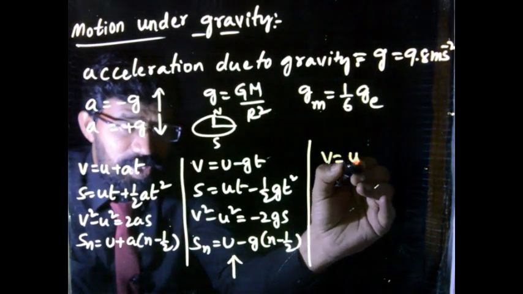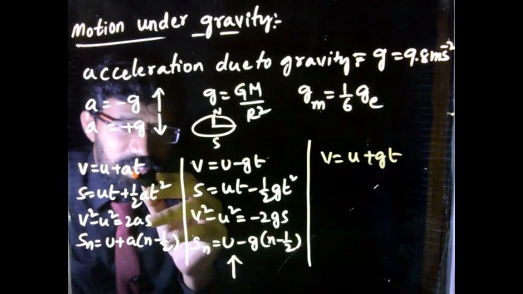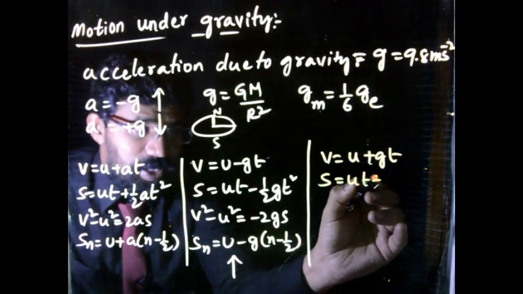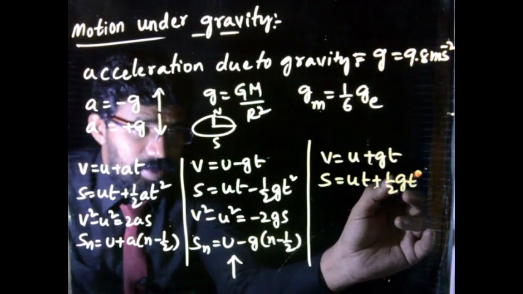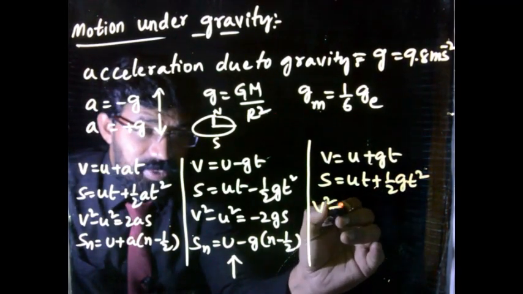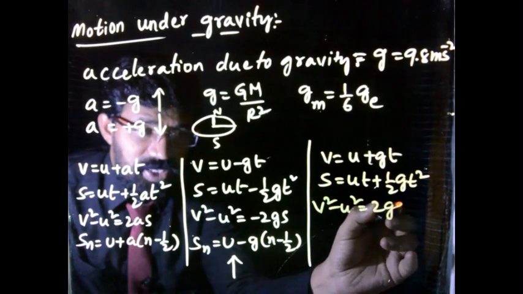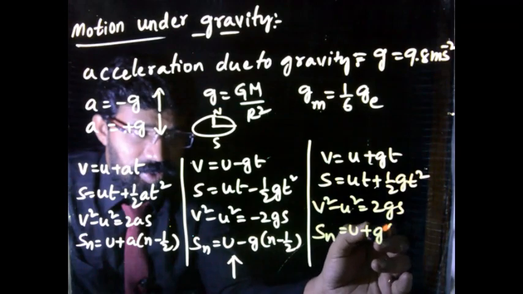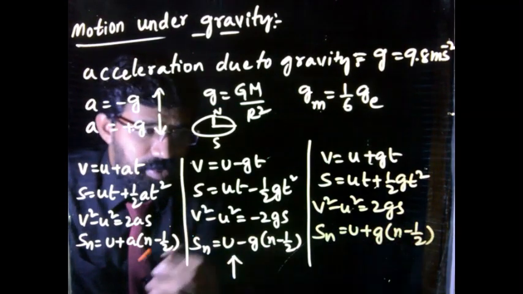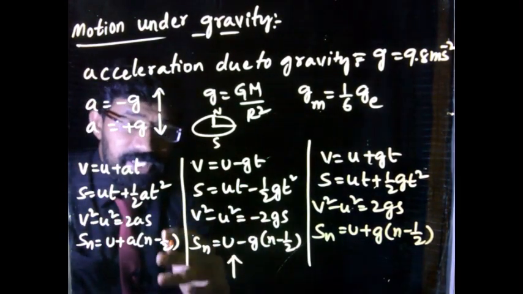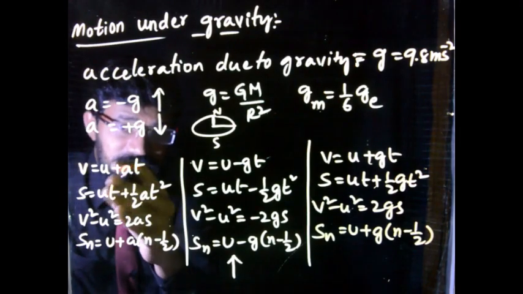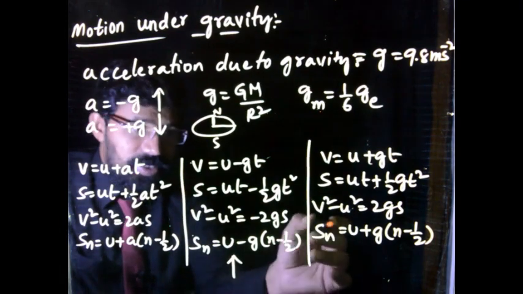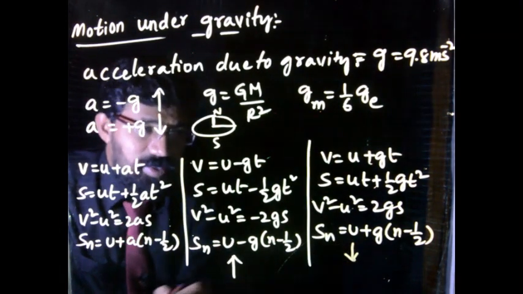v is equal to u plus gt. I have replaced a with plus g. Similarly, s is equal to ut plus half gt square, and the third equation, v square minus u square is equal to 2gs. Sn is equal to u plus g of (n minus 1) by 2. So like this, the kinematic equations of motion get modified. Okay, this is the case if the body is traveling in the downward direction.